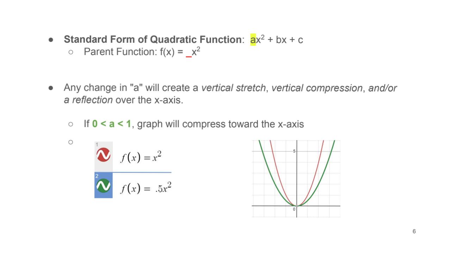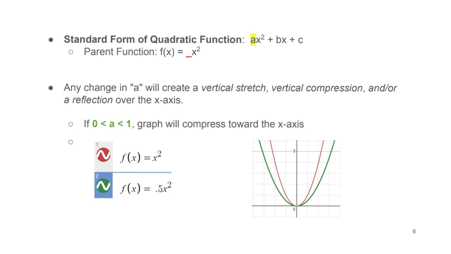So if we use a number that the value of a is going to be greater than 0, less than 1, we use a decimal, 0.5. Again, this is just a random number that I selected, but it is a decimal number. So if I put f of x equals 0.5x squared, it's going to create this green line here. So if you look at the green line in comparison to the red line, what's happening? It is compressing. Compressing means it's going down. So it's compressing toward the x-axis.